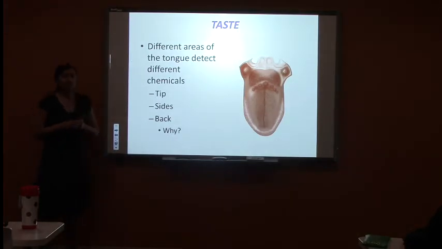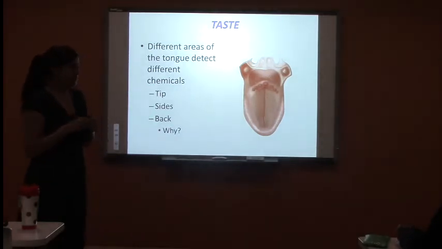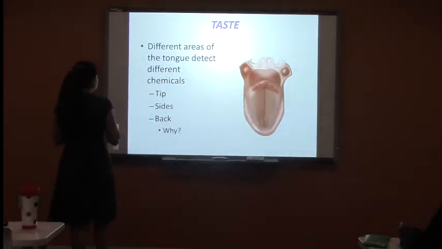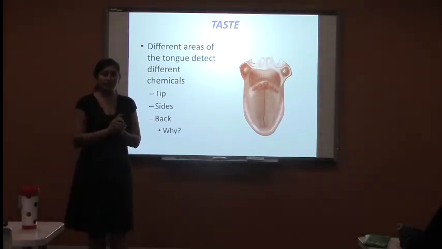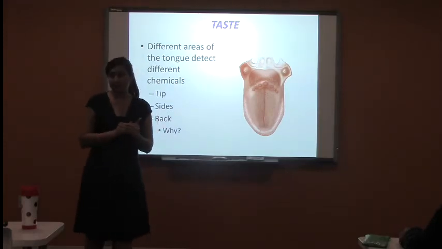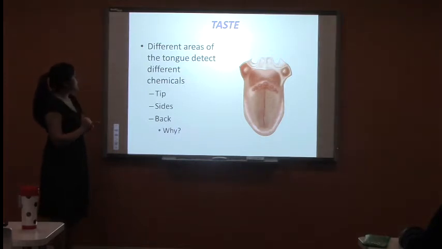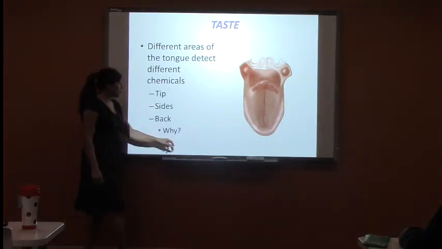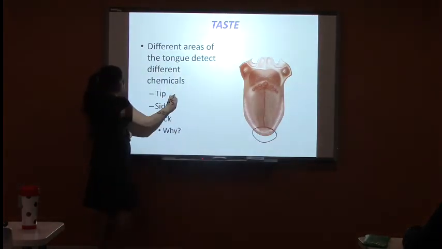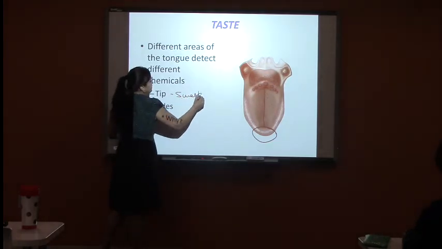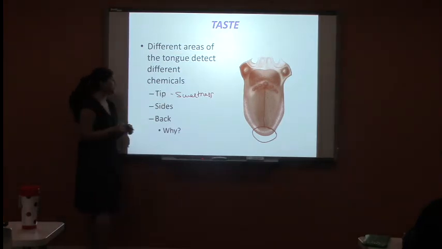Now we're going to do taste. Nose is one of the hardest because there's too much stuff in the small area. Now, I'm simplifying the tongue in the lab. You will go more in depth. Okay? Taste. Different areas of the tongue detect different chemicals. The tip. What does the tip detect? Sweetness. Okay? Sweet substance is detected at the tip of the tongue.